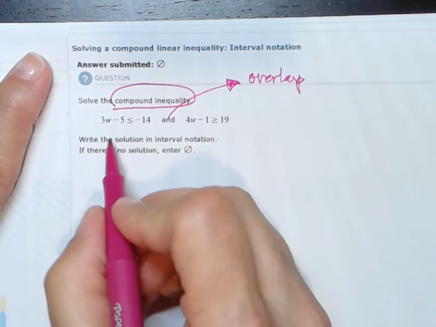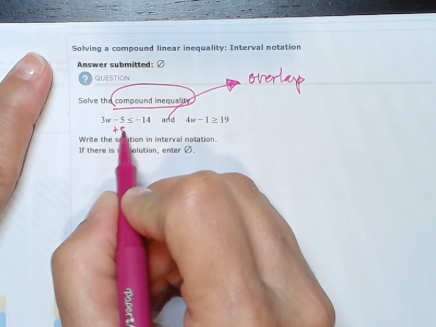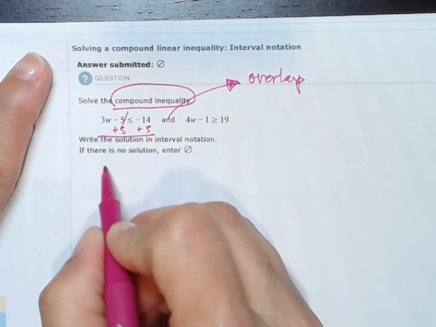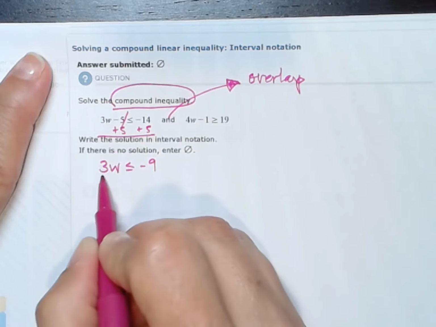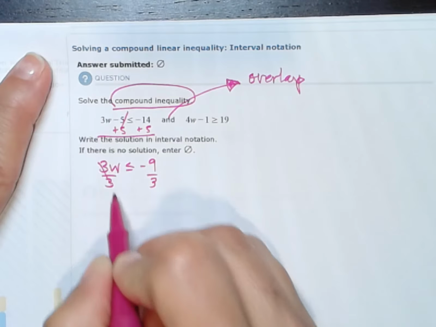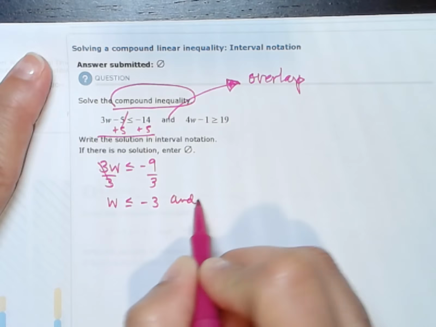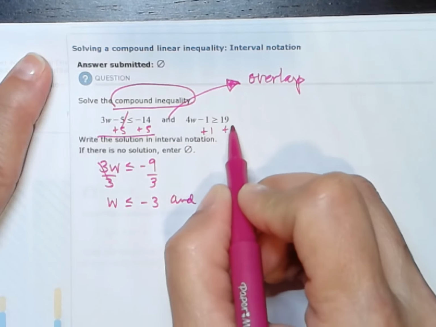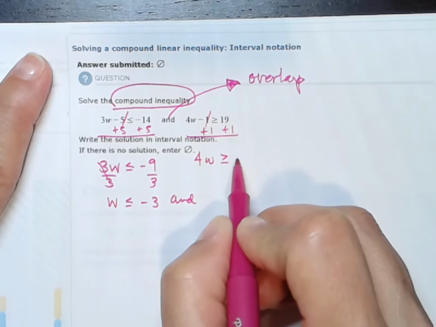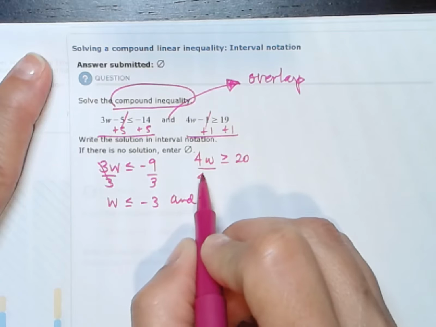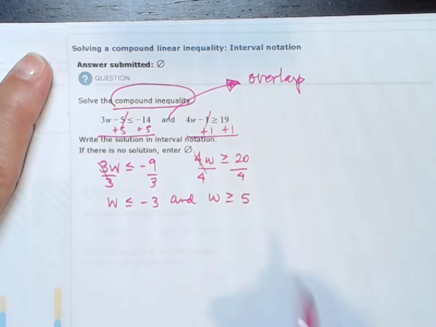Okay, so we solve these separately. So I'm going to add 5. So I get 3w is less than or equal to -9. Divide by 3. Everything stays the same. Okay, and add 1. So 4w is greater than or equal to 20. Divide by 4. w is greater than or equal to 5.